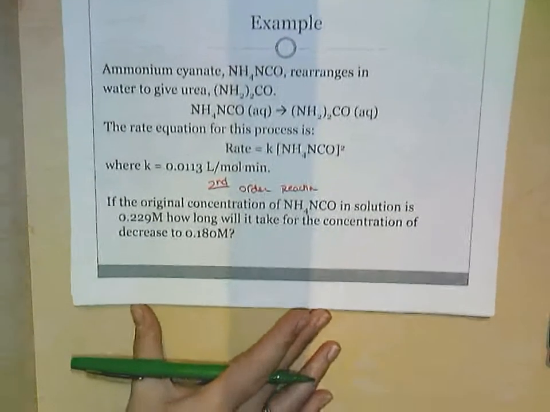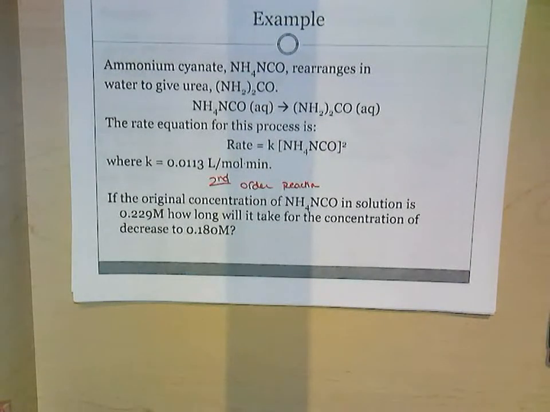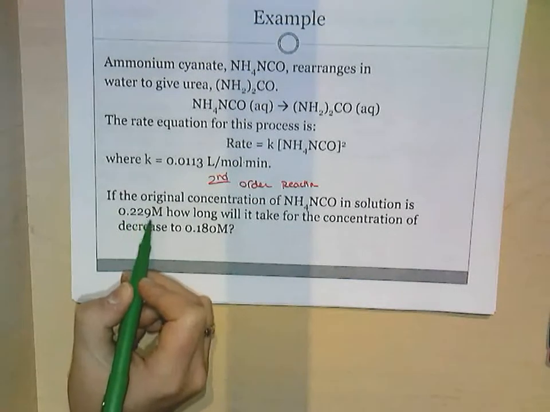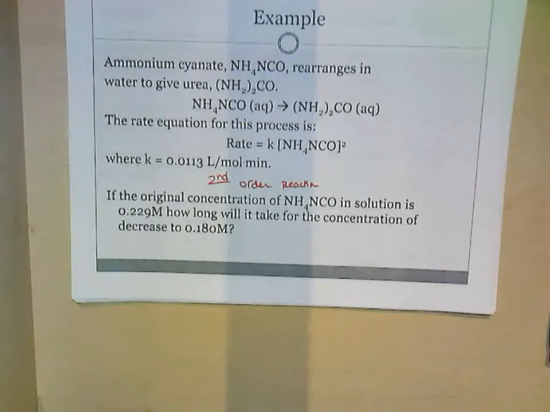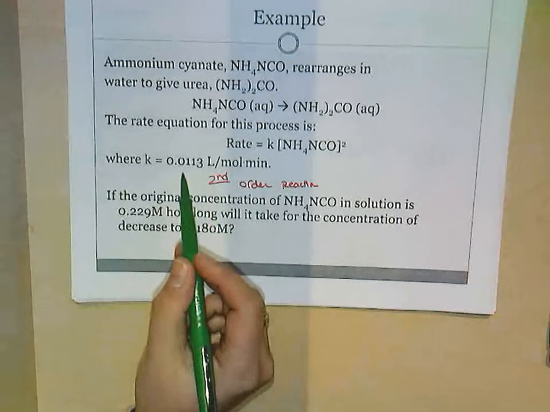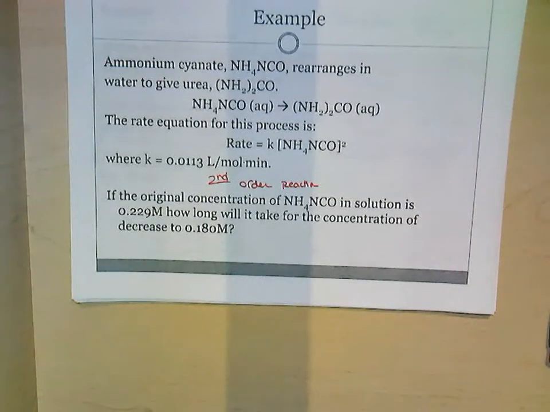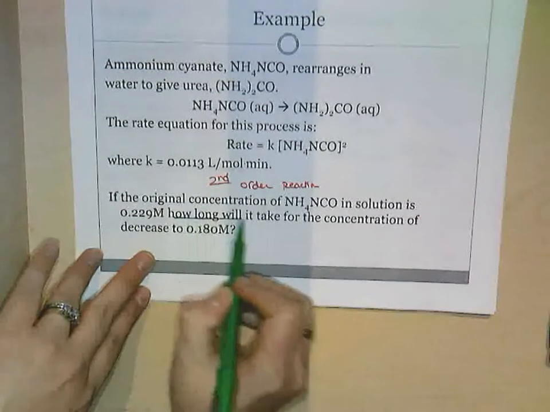All right, so now if I know the original concentration is 0.229 molarity, I want to know how long will it take for the concentration to decrease. So what piece of information am I looking for? I have K. I'm looking for T, right? I want to know how long, which means I'm looking for time.